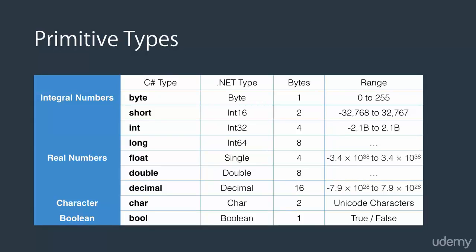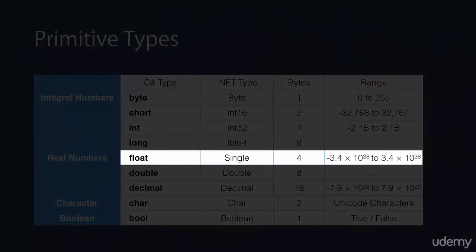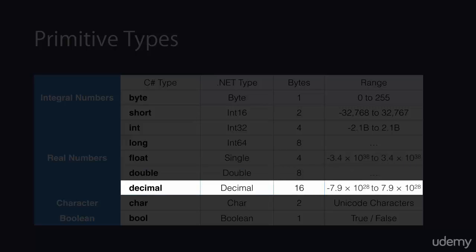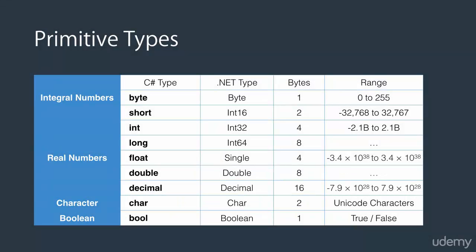In terms of real numbers, we have 3 data types: float, double, and decimal. Float maps to the single type in .NET Framework, and it takes 4 bytes. And as you see, it can store a very large number. Double is twice as big, so it uses 8 bytes. And decimal uses 16 bytes. The more precision you need, the bigger data type you use.